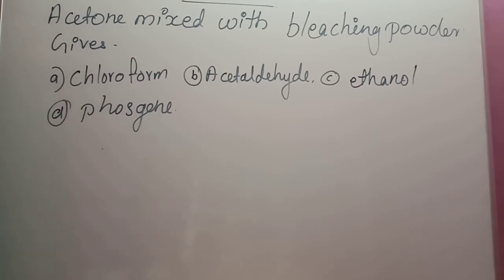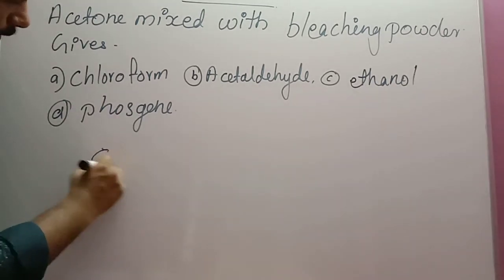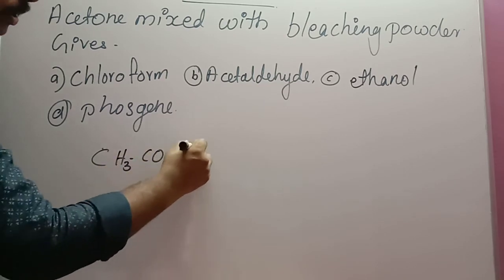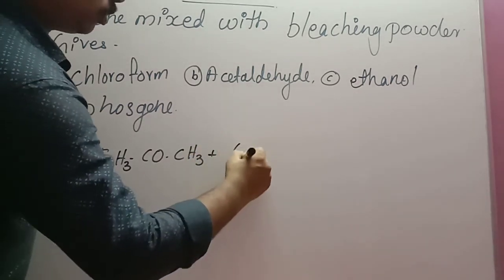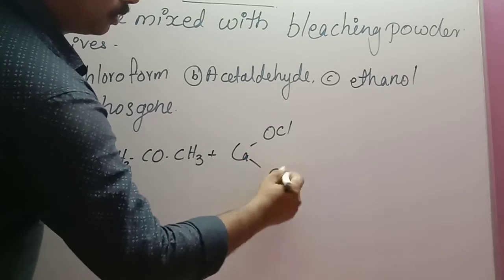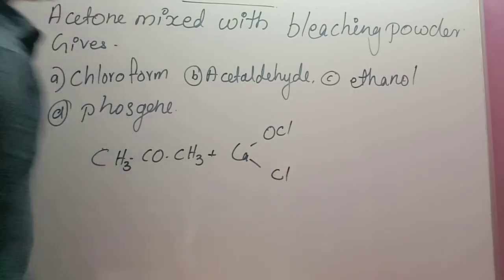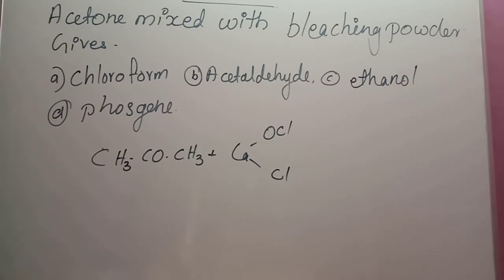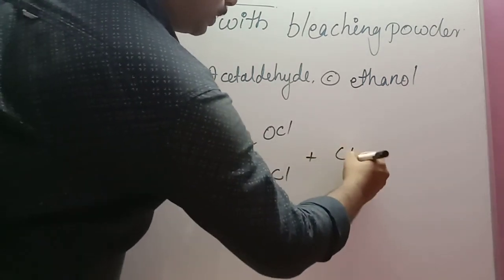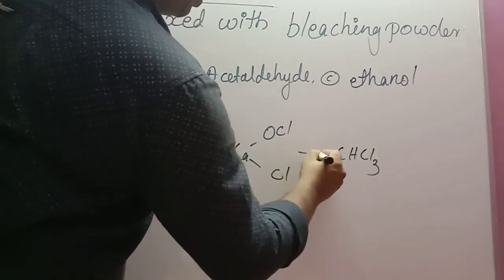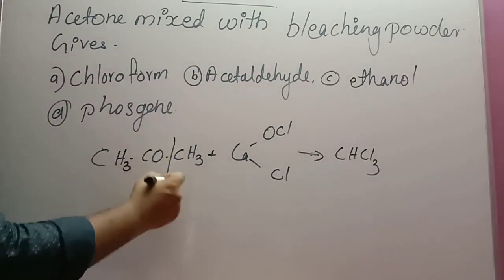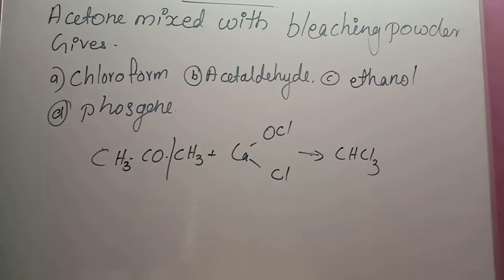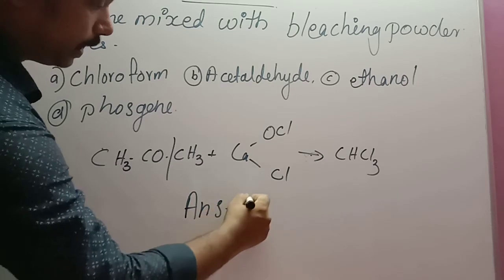Acetone mixed with bleaching powder gives? So you know acetone is CH3COCH3 and bleaching powder is calcium oxychloride. So calcium oxychloride has this structure, CaOCl2, so it has CaOCl and the Cl structure, and it behaves like sodium hypoiodate. So one of the products formed is CHCl3, and the other part will be acetic acid. As you know, CH3 will become CHCl3 and the second part will become acetic acid. So the answer is option A.